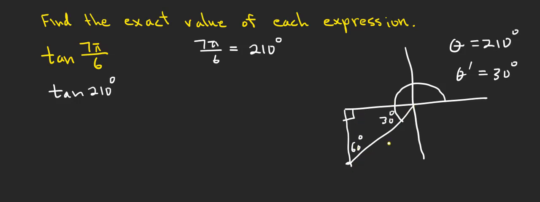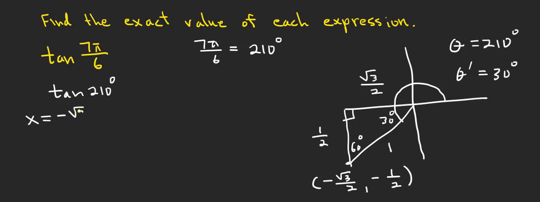Again, let's assume that r is 1. Then opposite of 30 is going to be 1 over 2, and opposite of 60 is radical 3 over 2. However, this is in the third quadrant, so our x has to be negative radical 3 over 2, comma, and y has to be negative 1 over 2, because in the third quadrant, both x and y values are negative. So x equals negative radical 3 over 2, y is negative 1 over 2, and r is 1.